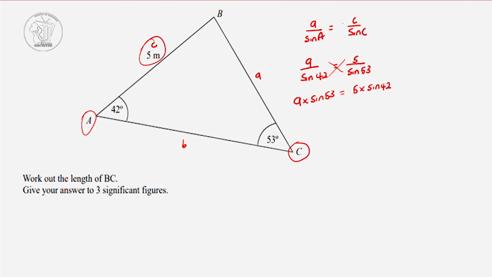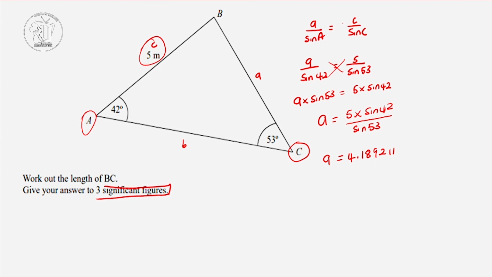So we want to solve for A. We see the sine 53 is multiplied, and we take it over to divide. A is equal to 5 multiplied by sine 42, all divided by sine 53. Hence A would be equal to, so we use our calculator once again. So 5 multiplied by sine 42 is equal to, and then this answer will be divided by sine 53. So we have our answer being 4.189211.